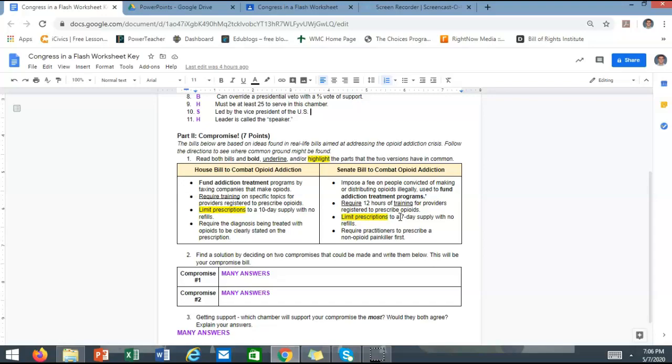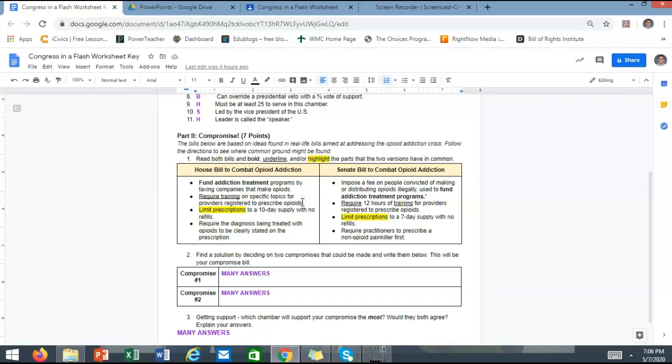They're different dates. Similarly, requiring training. That idea is in both. But what that looks like, this one's talking about specific topics. This one's talking about 12 hours. How you're doing it is different. So what you are supposed to do then in part 2 is not look at what they have in common, but then see the differences between the two, find a compromise in the middle of those two differences.